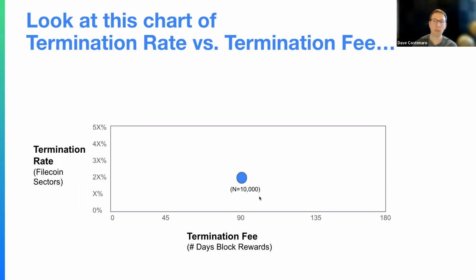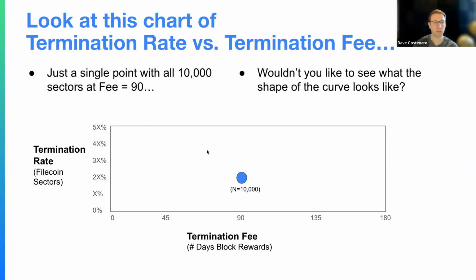So say, for example, we have 10,000 sectors. We've set the termination fee at a multiple of the daily block reward. This is what it is in the protocol now: 90 days of block rewards. That's what you pay out of your collateral deposit when your sector gets terminated. That is the only data point that we have.